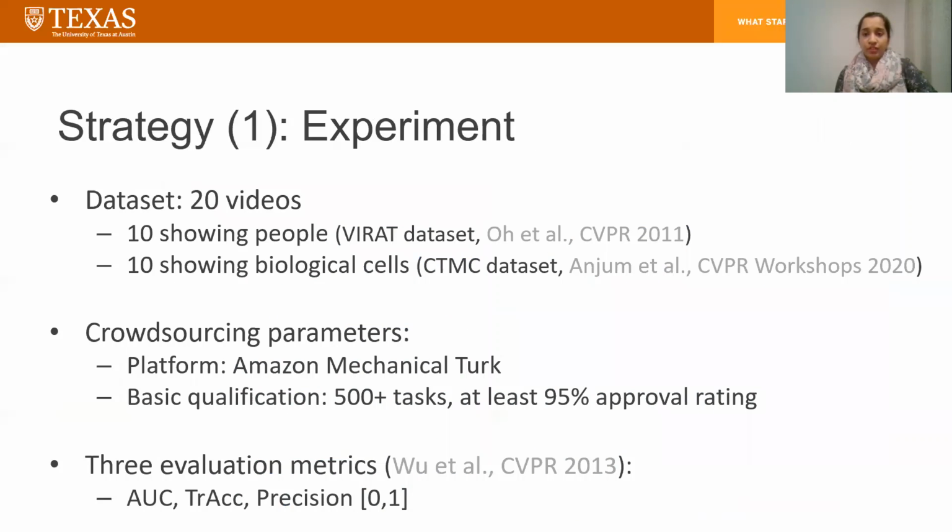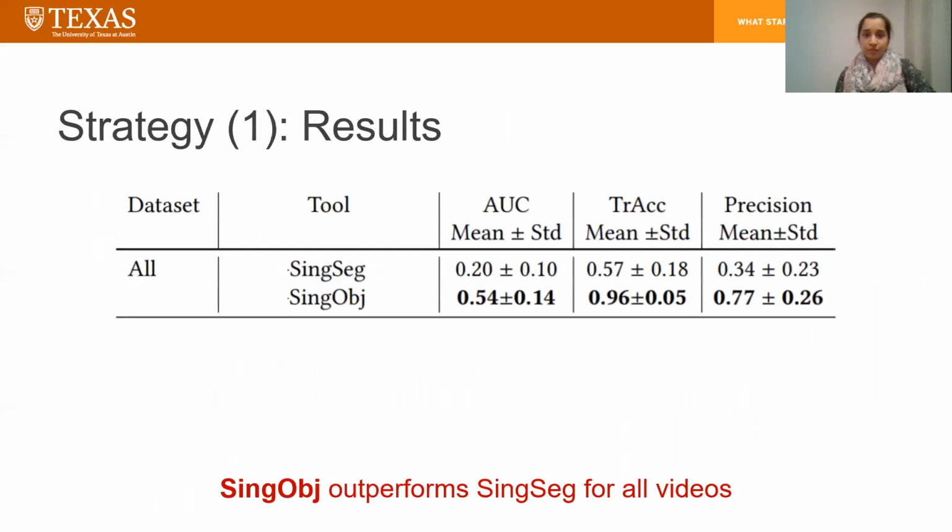To examine these strategies, we conducted experiments with 20 videos, of which 10 showed people and the remaining 10 showed cells. We used Amazon Mechanical Turk and ensured workers had basic qualifications. For evaluation, we used 3 common metrics, and all these scores ranged from 0 to 1, with 1 being the highest. So with the results we see for all 3 metrics, SIGCHI strategy, shown here in bold, produced higher quality annotations for all videos by a large margin.